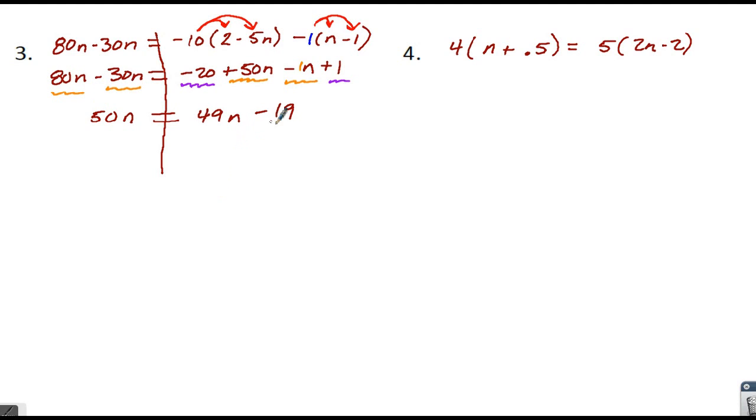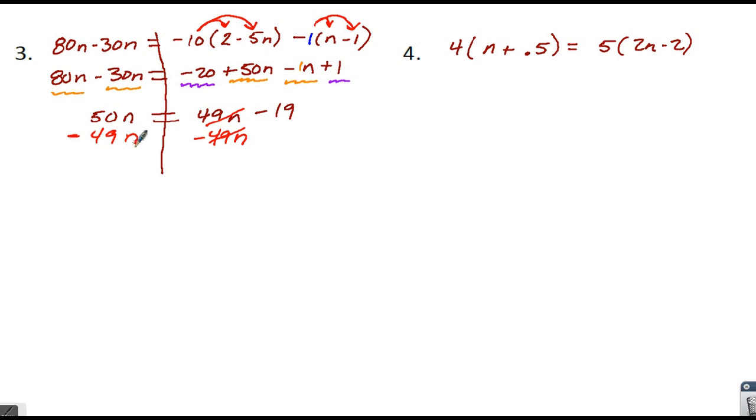Alright, so our next step here is to choose the smaller of the variables. So we have 50n and 49n. Which one's smaller, 50 or 49? It's 49. So that's the one we're going to subtract. It's the smaller one, and we're going to subtract both sides by 49n. The 49n is going to cancel, and we end up with 50 minus 49. When you choose the smaller of the two variables between the 50 and the 49, which is 49, you're always going to end up with a positive.